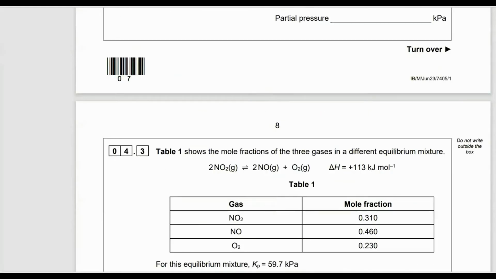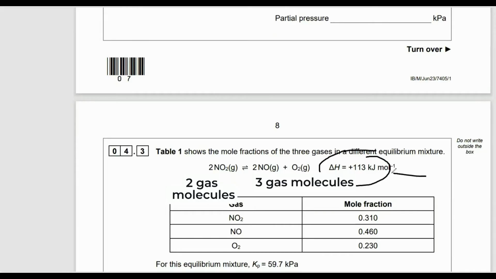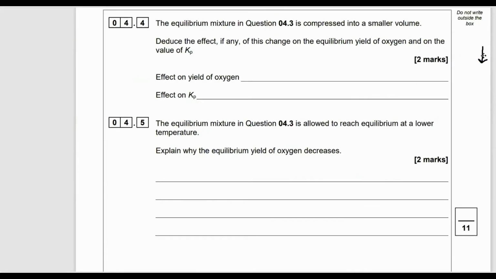So compressing gases into a smaller volume is going to increase the pressure. And what do we know about pressure in Le Chatelier's principle? It's going to oppose the change. We're going to shift to the side with the least gas molecules, and that's the left-hand side. And so what's going to happen there is we're going to get a decrease in the yield of oxygen. So the yield of oxygen decreases, but the effect on Kp is going to be that it stays the same. Remember, Kp is literally just a ratio. So if you've decreased the yield of oxygen, the Kp will stay the same.